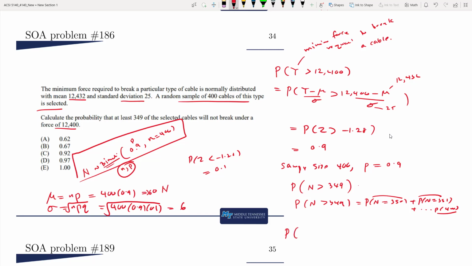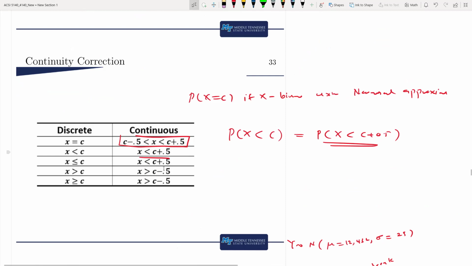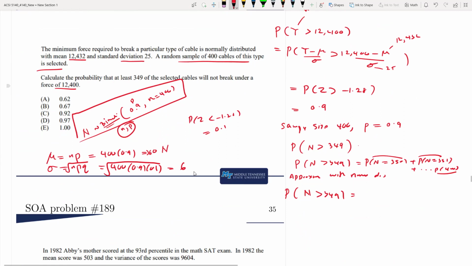So now I can come back, and now I'm using the normal distribution to approximate. So the probability N more than 349. But remember that we have to do the continuity correction. So if I go back to the table, X more than c is the same as X more than c minus 0.5. So this is the probability N more than 348.5. And then now I can standardize it, minus mu over sigma.